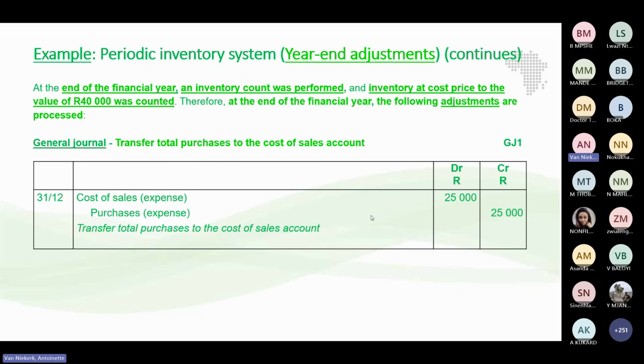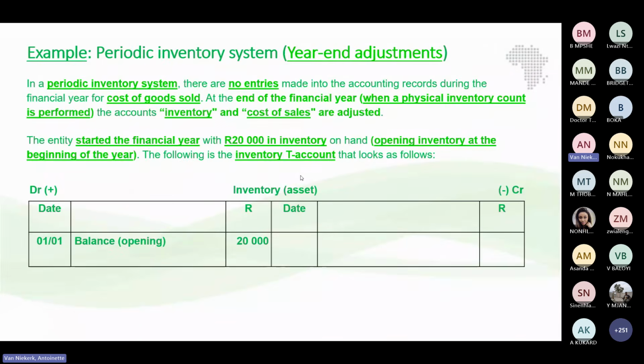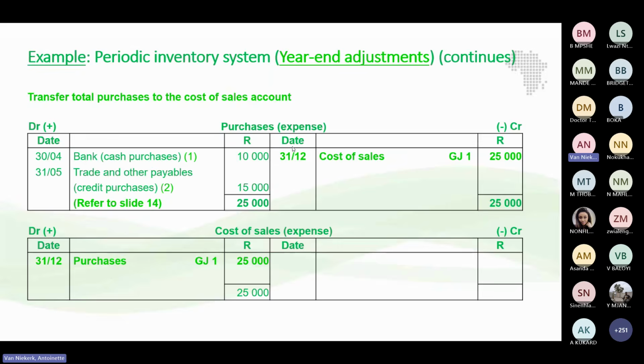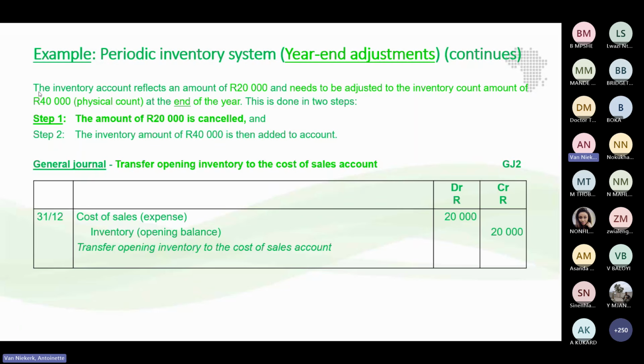So first we entered the opening balance. Now we follow the steps: transfer total purchases to cost of sales. Now we are looking at another 2 steps. The inventory account reflects an amount of 20,000 Rand, which was the opening inventory and needs to be adjusted to the inventory amount of 40,000 Rand, which was your physical inventory count at the end of the year.